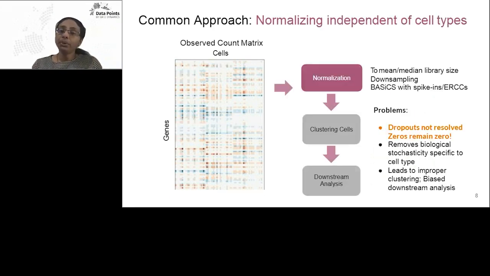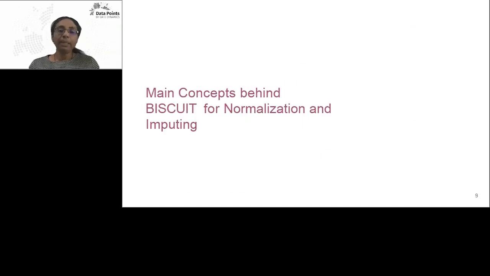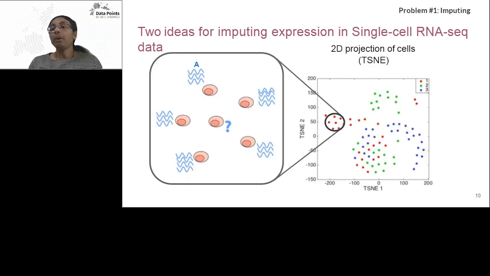Now, different approaches to clean this up is first by doing normalization and then clustering, and then you do downstream analysis. But the so-called missing data, known as dropouts, are not resolved, like zeros still remain as zeros, and you're removing any biological stochasticity that might be there, which is also not very helpful. So we developed this algorithm called BISCIT, where there are two different problems that are being solved.